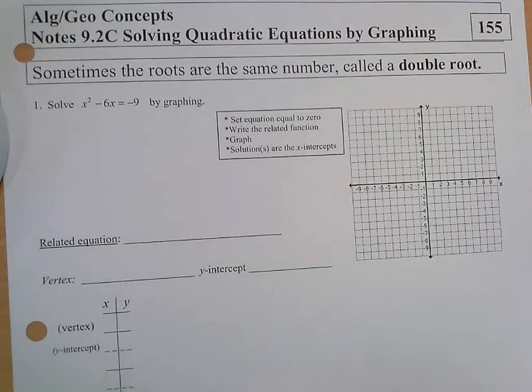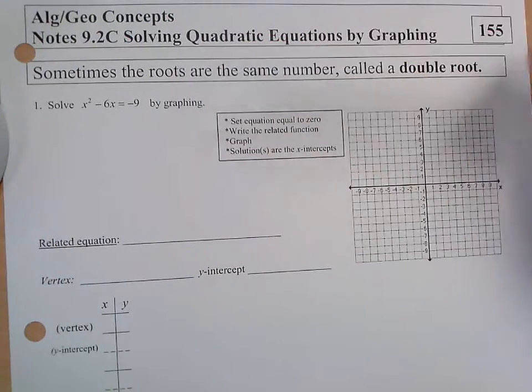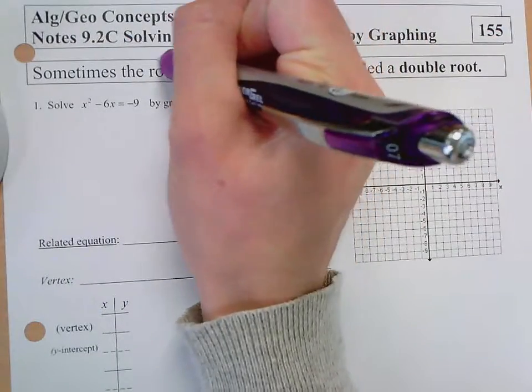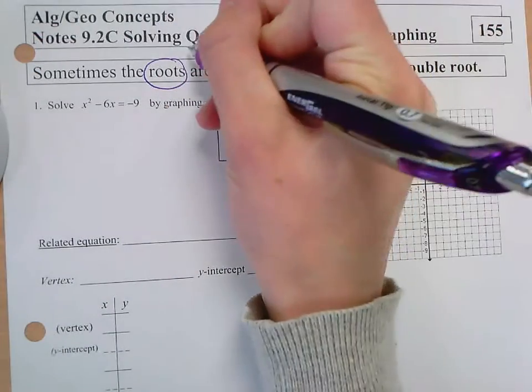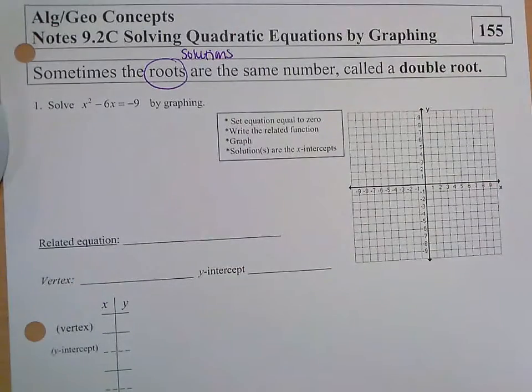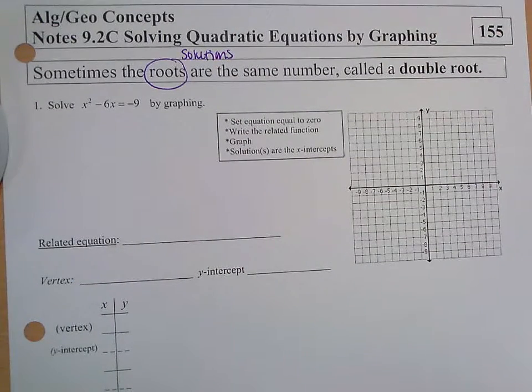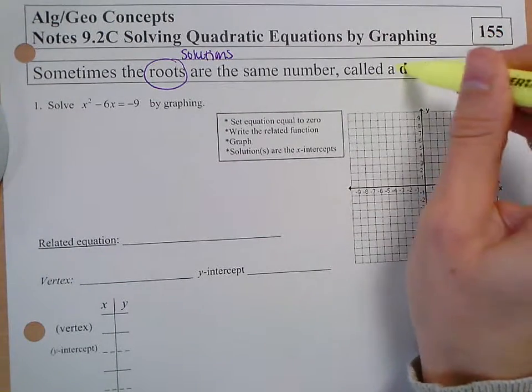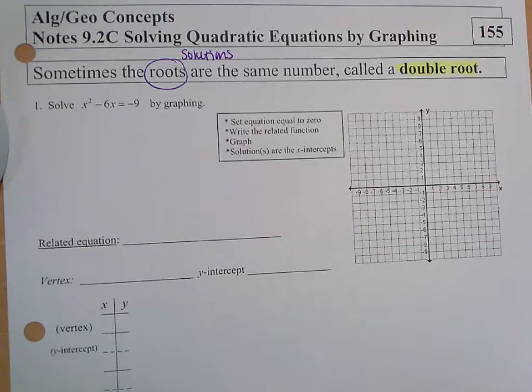Okay, the process for today is not different. I do have on here for the first example, it says sometimes the roots, which again, roots mean the solutions to the equation. So sometimes these solutions are the same number, called a double root. Okay, so we're just going to work through this.